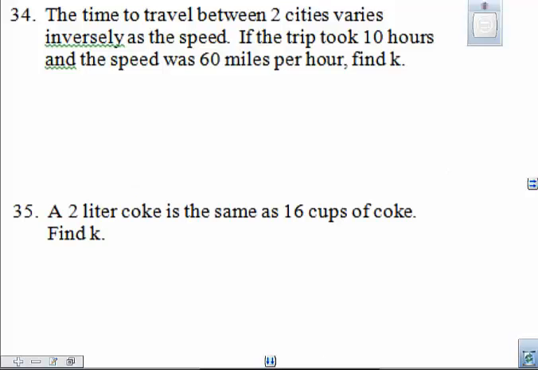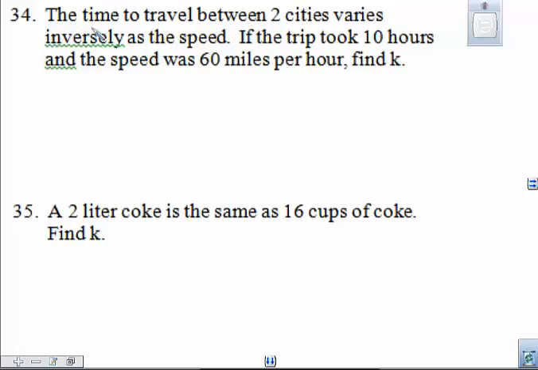34 and 35, these are our direct and inverse variation or proportionality. Remember, if you're given direct variation, that means to multiply k by your variable, and inverse means to divide k by your variable.